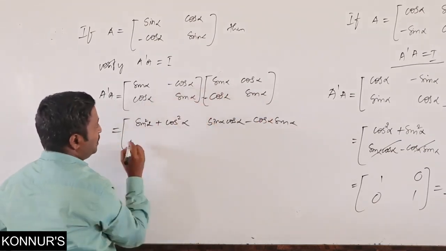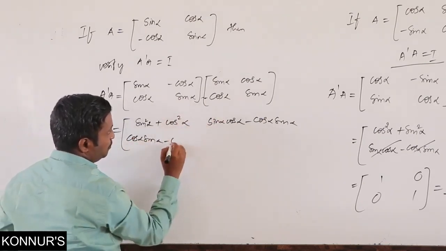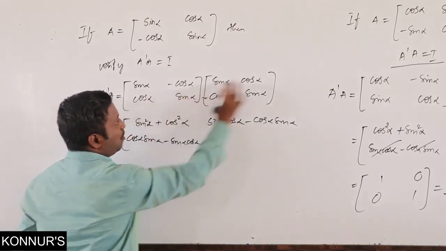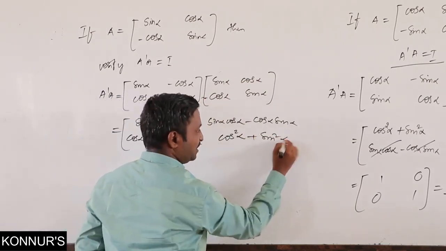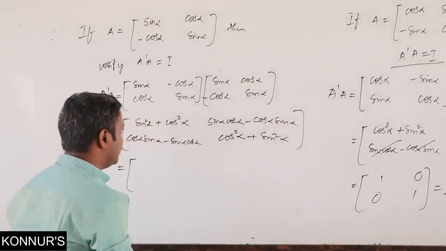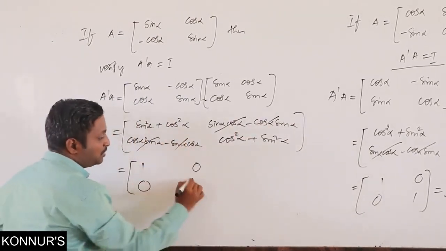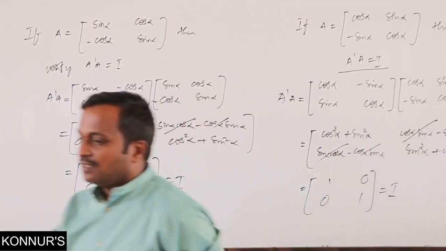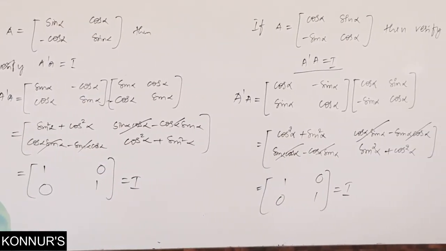Next, this is cos into sin, plus into minus, minus cos alpha sin alpha, and cos alpha sin alpha. Next cos into cos, cos square alpha. Next sin into sin, sin square. No difference, almost similarity between these two questions. This is 1, this gets cancelled 0, this gets cancelled 0, this is 1. This is nothing but I. Same, almost similarity is there.